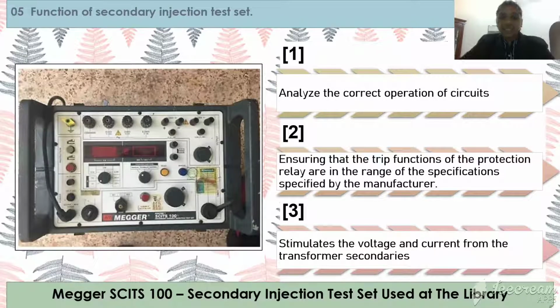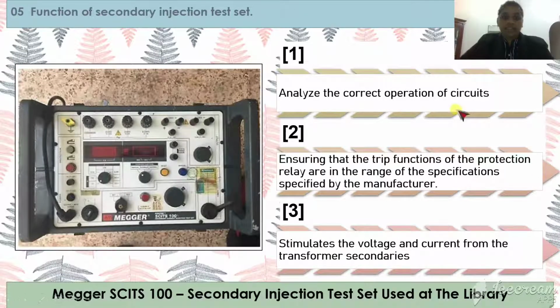So, for the first question, the function of the secondary injection test set. The secondary injection test set is important to analyze the correct operation of the circuit being connected, while ensuring that the trip functions of the protection relay are in the range of the specifications specified by the manufacturer.